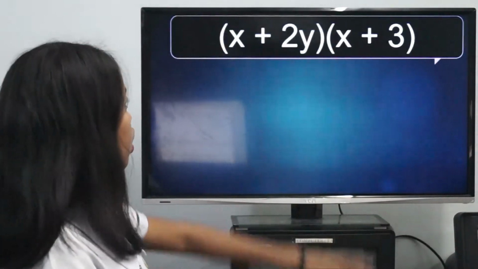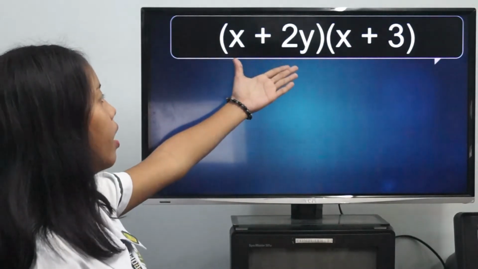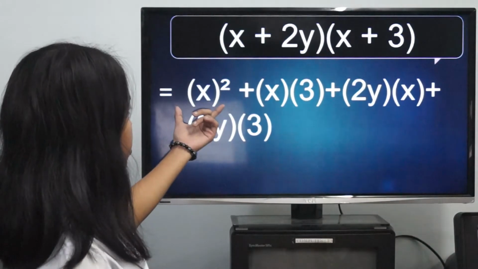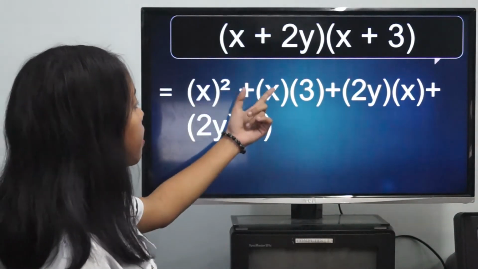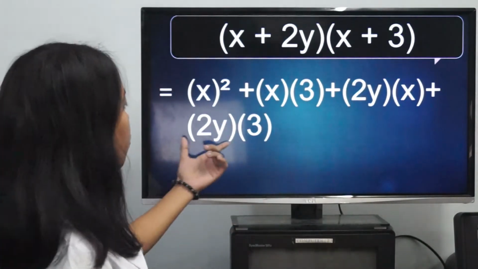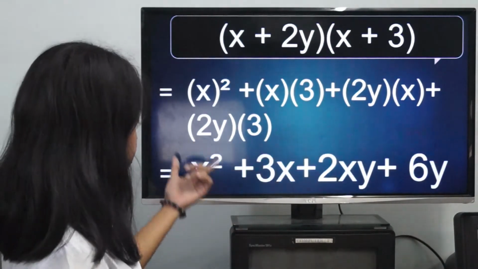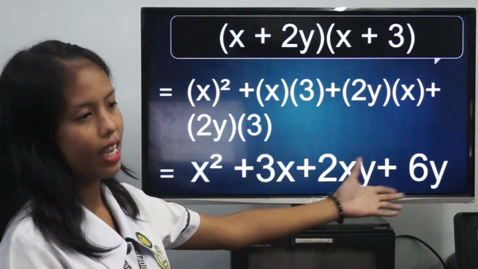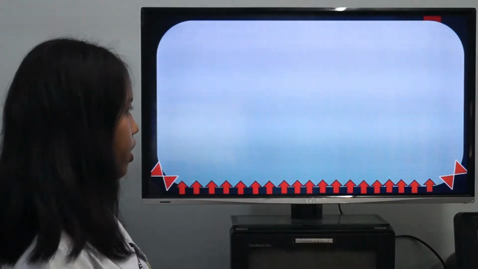For example, we have the quantity x plus 2y times x plus 3. X squared plus x times 3, plus 2y times x, plus 2y times 3. We have x squared plus 3x plus 2xy plus 6y. And this is now our final answer.